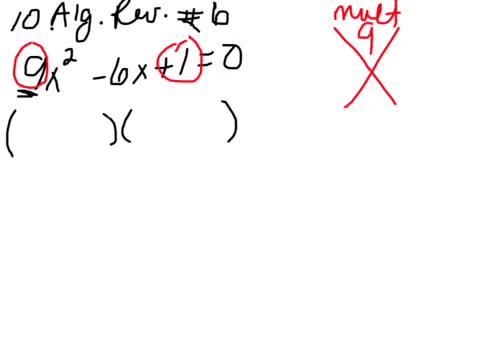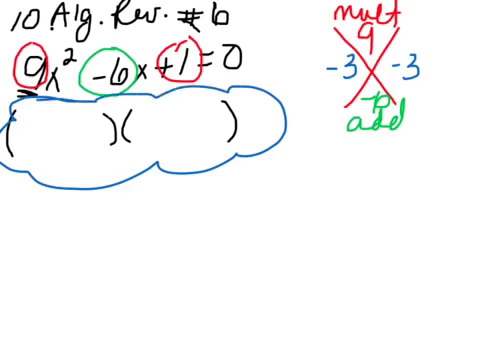I'm going to try to find two numbers that multiply to give me 9, and at the same time they need to add to give me the number in the middle, negative 6. Well, that's not too hard to find, because negative 3 times negative 3 is positive 9, and if I add those two numbers, I get negative 6. So I'm going to write my answer here when I get done.